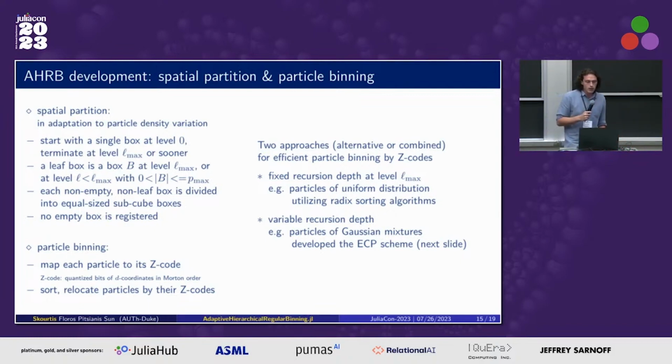ARB does particle binning as well, meaning that nodes are aware of their content, and we use Z code or Morton order to encode each particle. Based on that encoding, we relocate the particles into their designated boxes. So there are two ways of doing the particle binning. The first one utilizes a fixed recursion depth and works better for uniformly distributed data. The second one uses a variable recursion depth, and it does not assume the data distribution, but rather it adapts to it. It also utilizes the ECP scheme that I will present in the next slide.